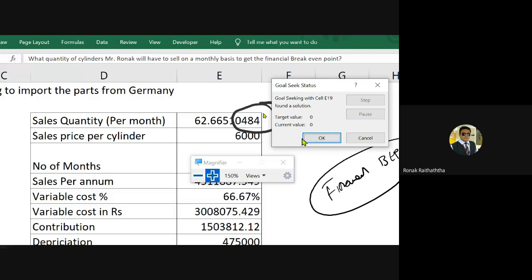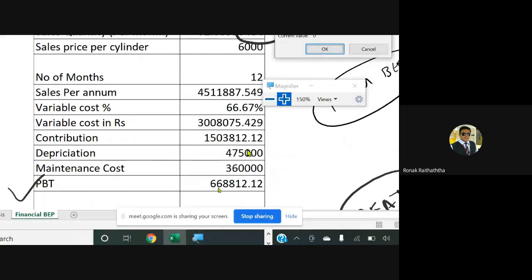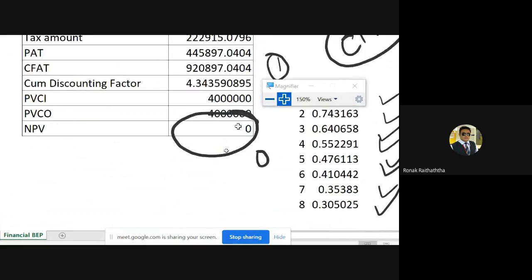You have got the quantity to be sold 62.66, which can further be rounded off to 63. So if you'll be selling 63 cylinders on a monthly basis, then only you will be able to get the break-even point. You may check that NPV at this level is coming 0. You may further verify that. Say it's 0. Check it out.